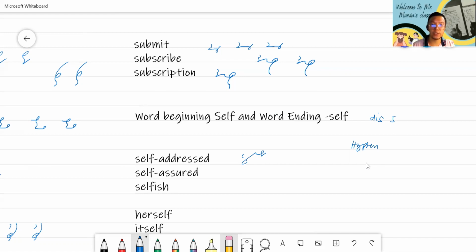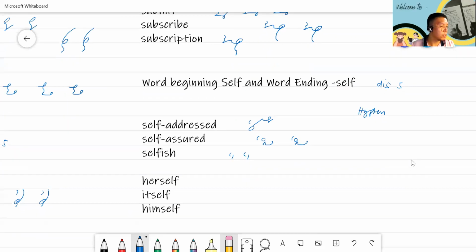Let's have the word self-assured. We have the self, ISH, URD for self-assured. Let me write it again. Self, ISH, earth for self-assured. How about selfish? As simple as this. We have the self and then the ish symbol for selfish.